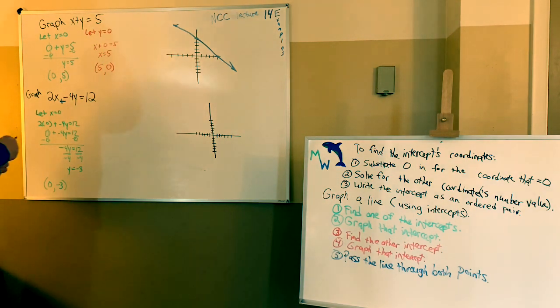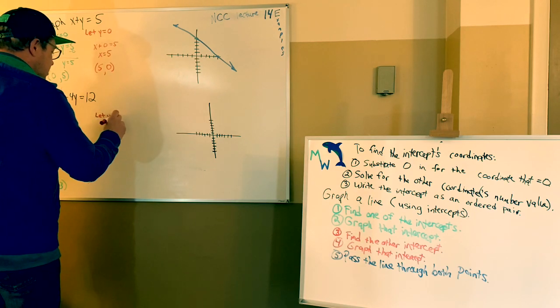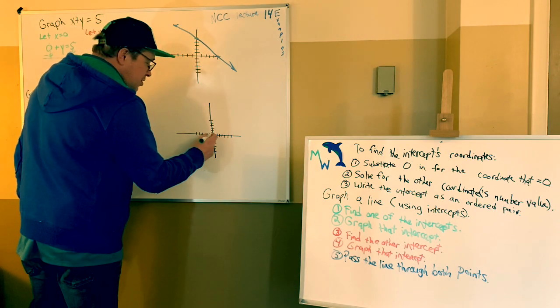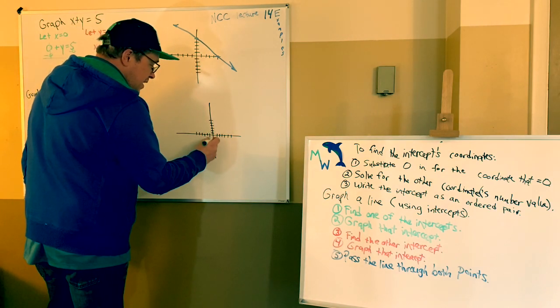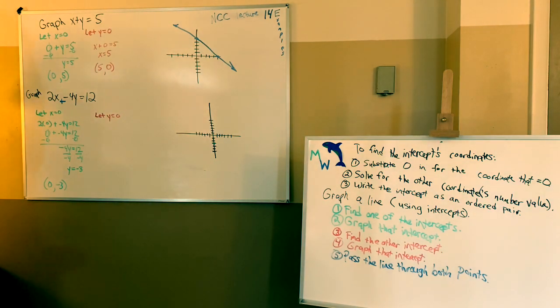Here we go. Let y equal 0. The other one, after I let x equal 0, I got to let y equal 0. I do it in a different color. Oh, forgot the green. Step number 2, graph that intercept, 0, negative 3. Negative 3 is down, 3 right there, 0, negative 3, my y-intercept. Now I'm ready to continue, letting y equal 0, go find another intercept.